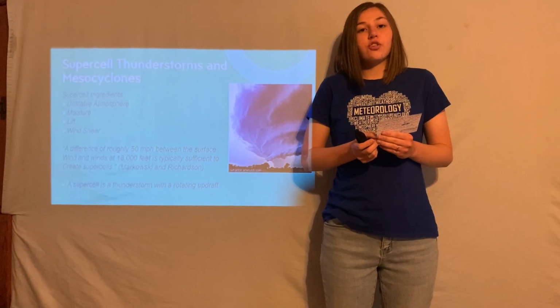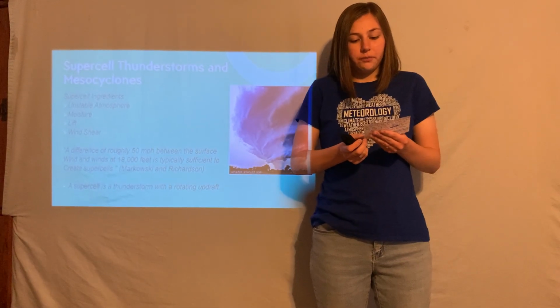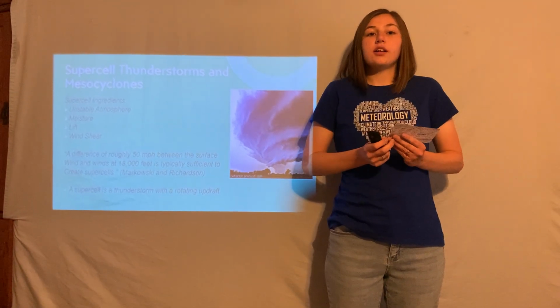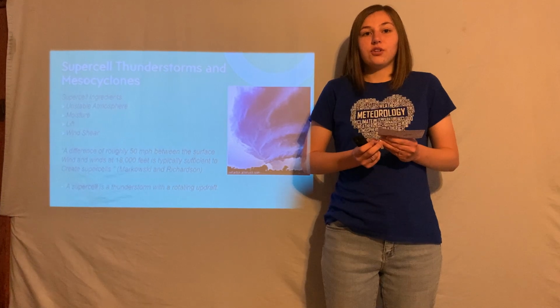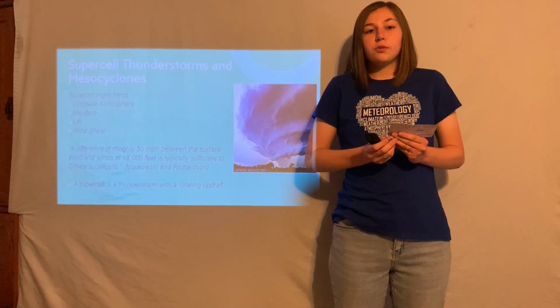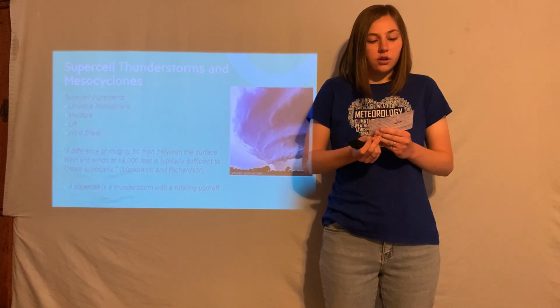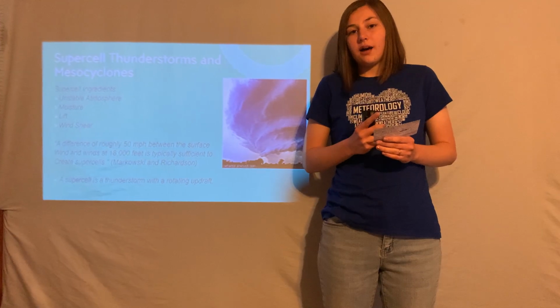Tornadoes, especially the strongest tornadoes, are usually formed from a supercell. A supercell is a thunderstorm with a rotating updraft known as a mesocyclone. There are 4 ingredients needed for a supercell to form. The first of these ingredients is an unstable atmosphere.